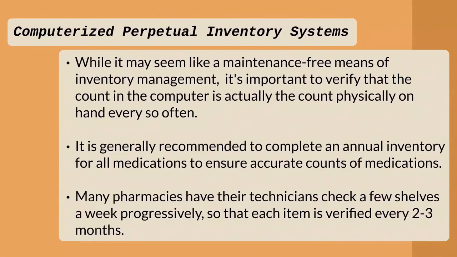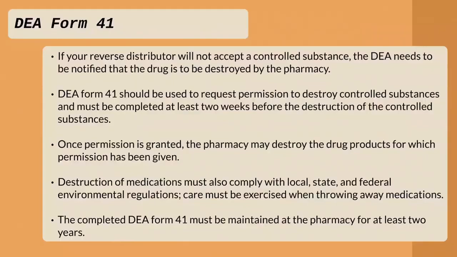And then here we have the same information that we had previously about computerized perpetual inventory systems, just to reinforce it, that it is generally recommended to complete an annual inventory for all medications. And like I said, have your technicians, or you as a technician, check the shelves every few weeks, so that every 2 or 3 months you've progressively checked all of the inventory again.